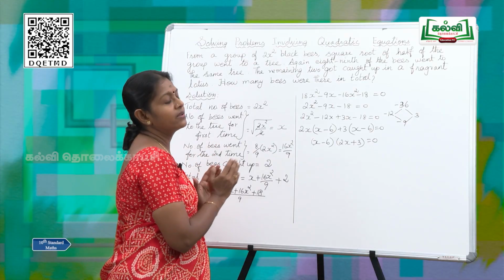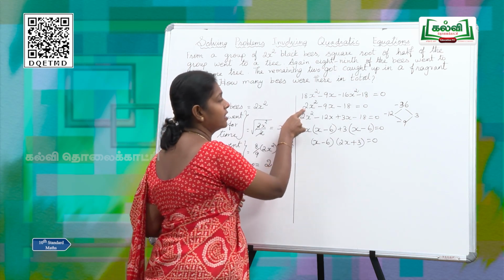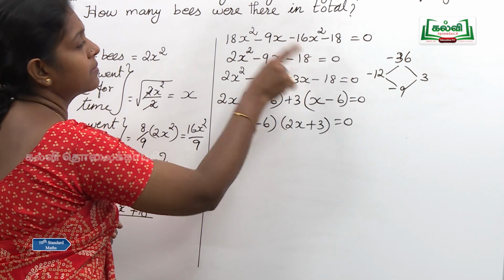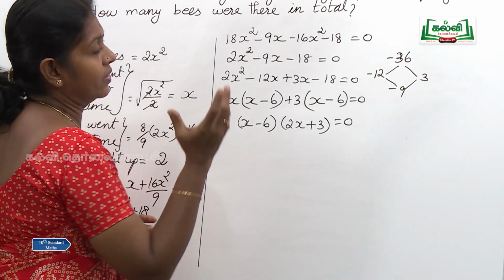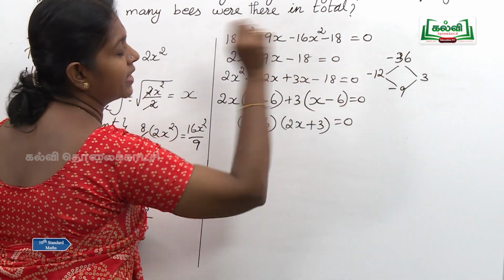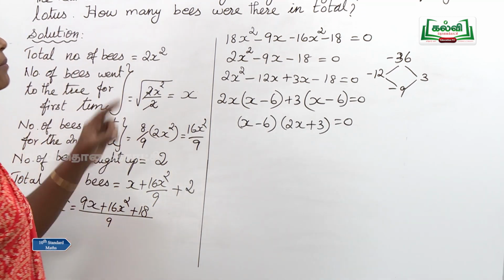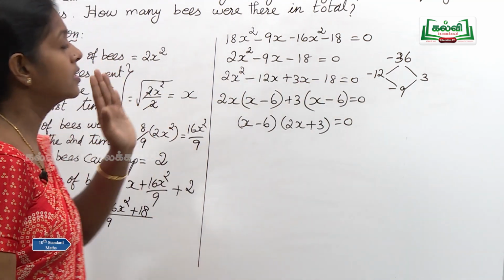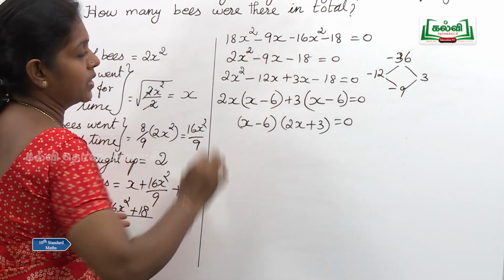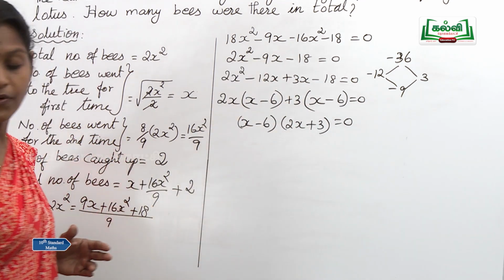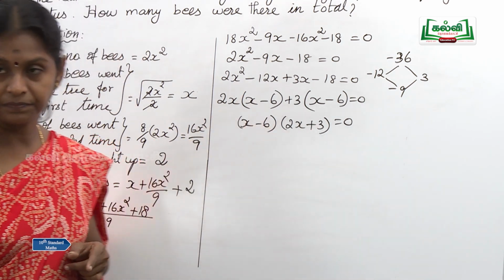So, when you simplify, when you merge all those like terms, you will finally get 2x squared minus 9x minus 18 equal to 0. You know how to do the factorization. Multiply, you will get minus 36. If you add or subtract, you should get minus 9. That means you should take minus 12 and 3. So, you insert minus 12x and 3x in between and factorize. Finally, you will get (x minus 6)(2x plus 3).